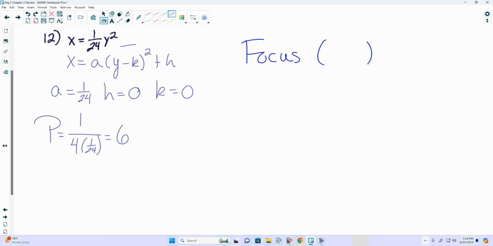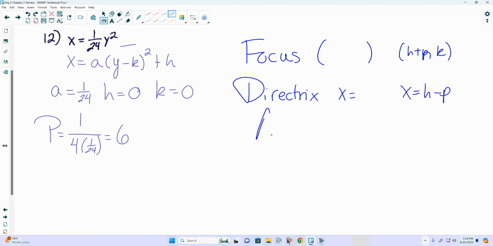Focus is a point, since we have x equals, h plus p comma k. Directrix, x equals h minus p. Axis of symmetry, y equals k. We can fill in the value of k, because k is nice for this one here. K is 0. Y equals k for the axis of symmetry, so y is equal to 0.